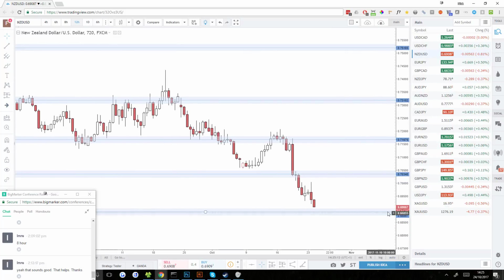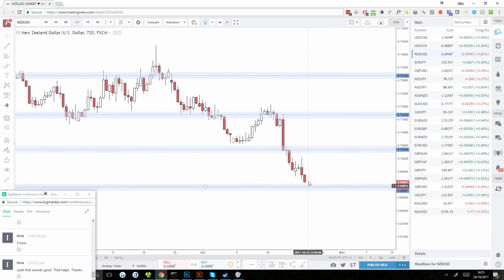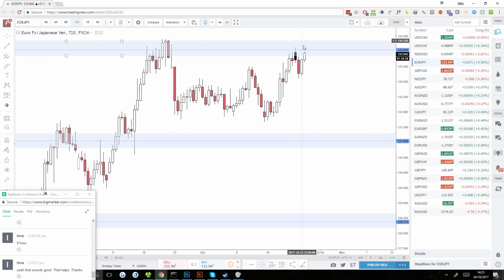NZDUSD is heading into a support area. That could give us a trade. We have no idea. It could just go straight through the support area. It's worth keeping an eye on. EURJPY is on resistance. Worth keeping an eye on. Let's see what happens with that.